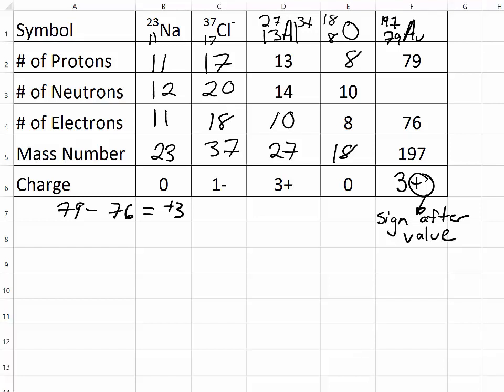So then the last blank to fill in this table is the number of neutrons. So we have the mass number, 197, equals the number of protons plus the number of neutrons. You could find the number of neutrons by doing 197 minus 79. And the number of neutrons is 118.